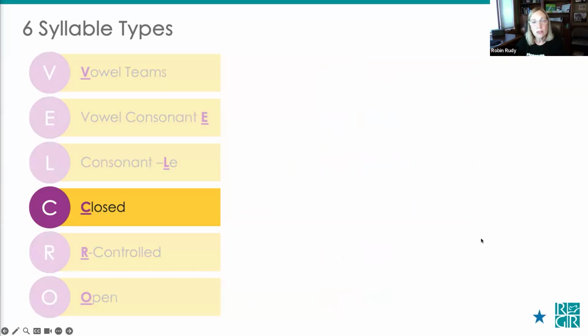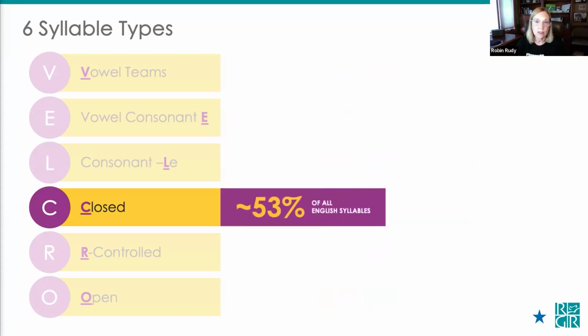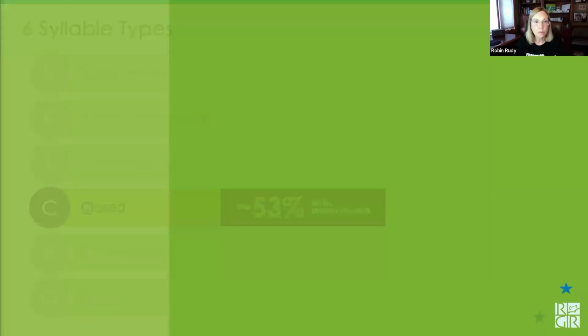Now, not all syllable types occur with the same level of frequency in our English code. There's one that dominates our language, and that is the closed syllable. Closed syllables make up approximately 53% of all English syllables that you're going to encounter as you read and spell. And closed syllables are really something that are very teachable, very digestible by a wide spectrum of students.